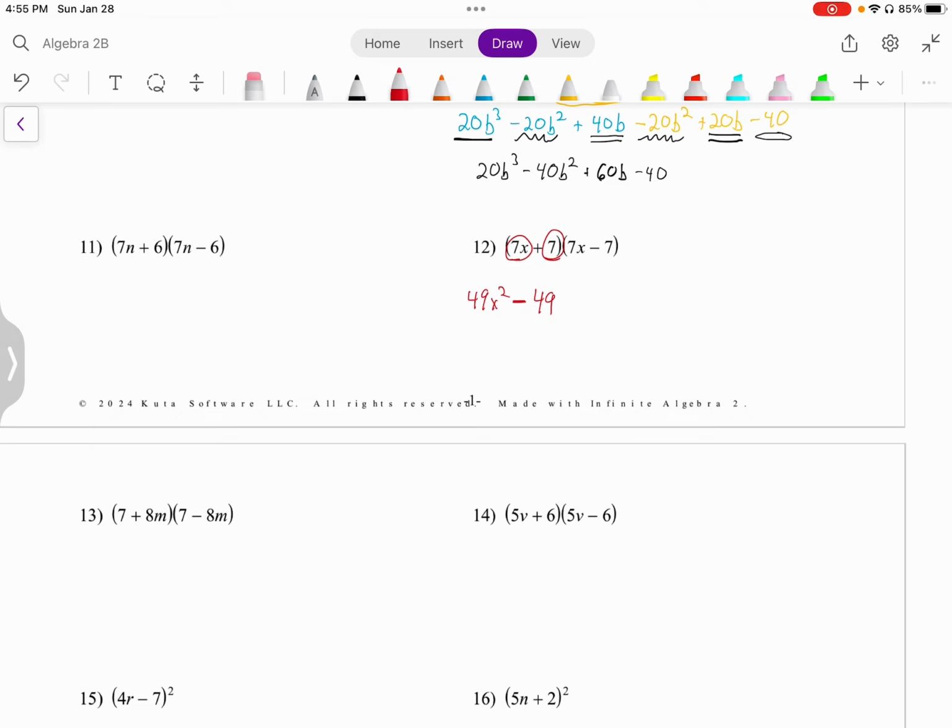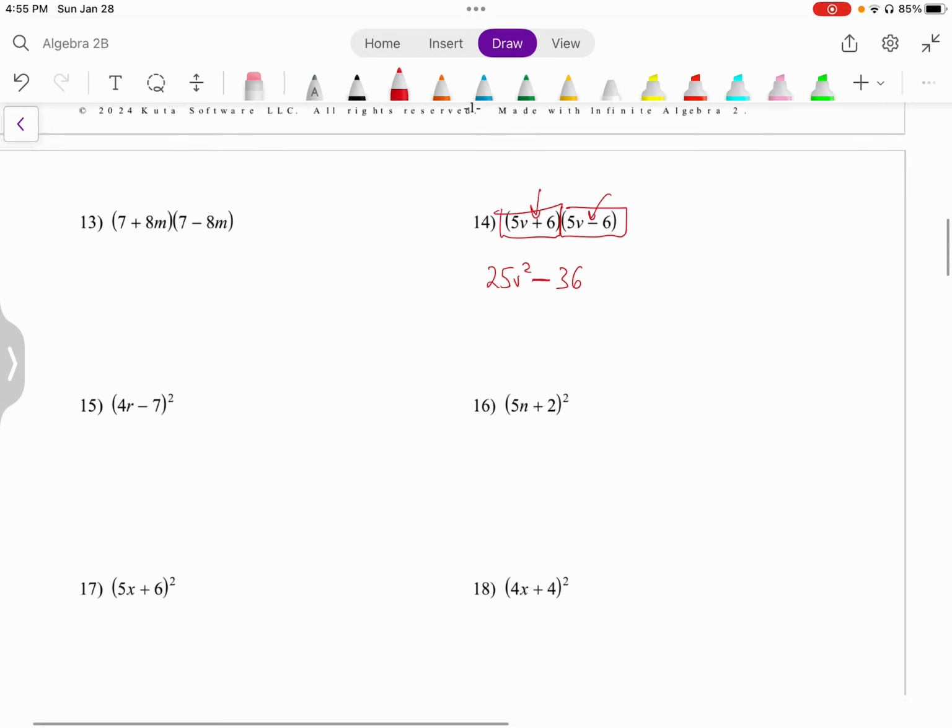14, we'll just practice this again. Again, it's the same form as number 12, and actually 11 and 13 are similar, but these are the exact same thing except the signs in the middle are different. And so we get the first term squared, so 5v, the whole thing squared is 25v squared, and then it's a minus, and 6 squared, or 6 times 6, is 36. So there's our answer.